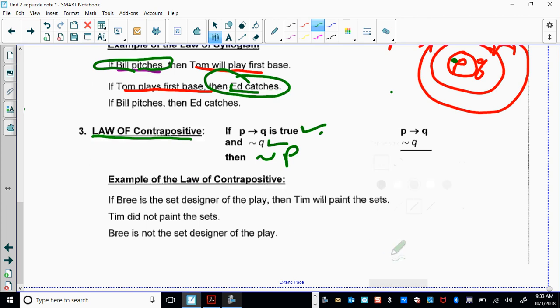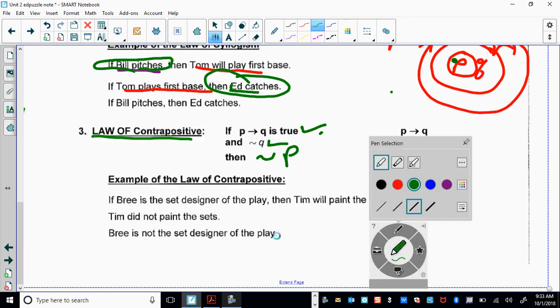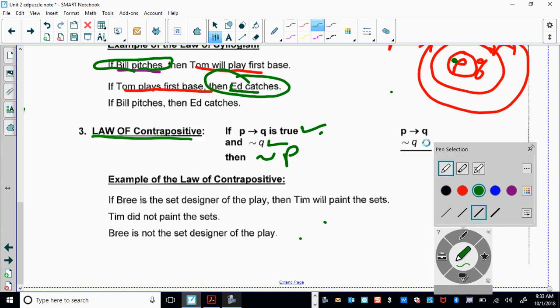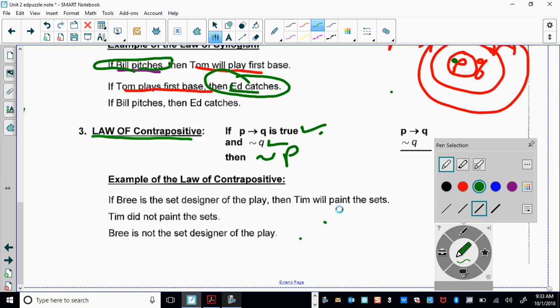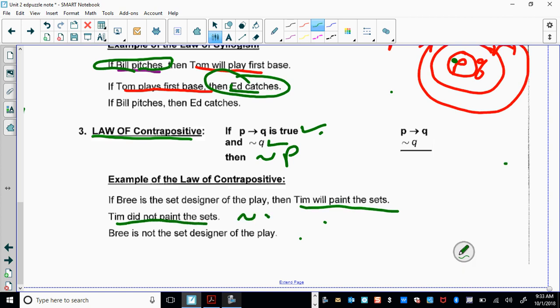So in this case, the example is if Bree is the set designer of the play, then Tim will paint the sets, right? Tim did not paint the sets. So they took the statement and negated it, right? This is not Q. This was Q, but this is not Q. Then your conclusion would be not P. Bree is not the set designer of the play. Okay, so when you see this kind of reasoning, it's called law of contrapositive.